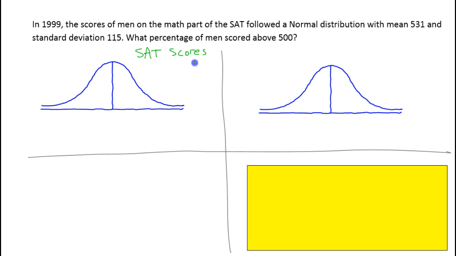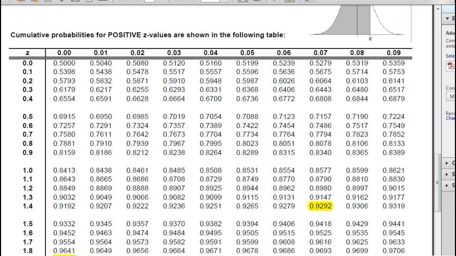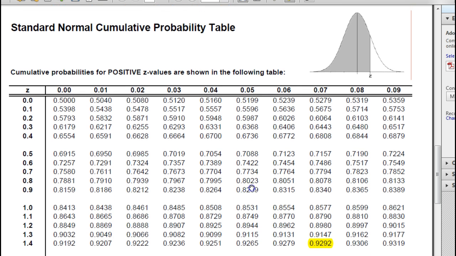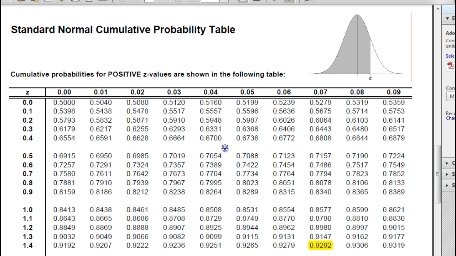The second graph is where we will convert from SAT scores over to z-scores. And to do that, we will use our z-score table. So you've got to have one of these to do the problem. If you don't have one of these, Google it and get yourself one.